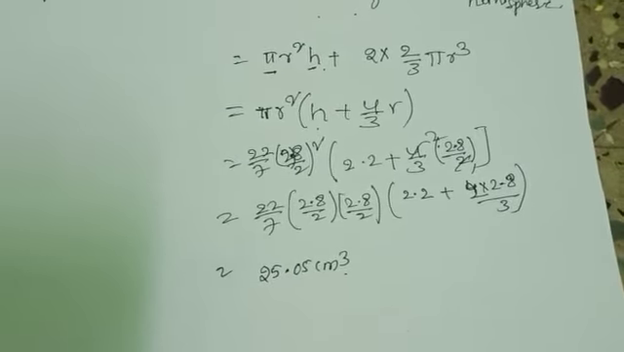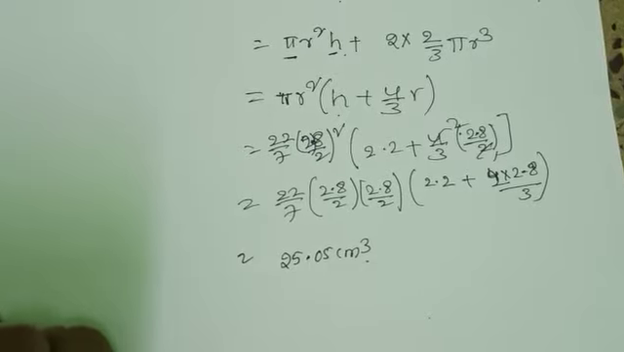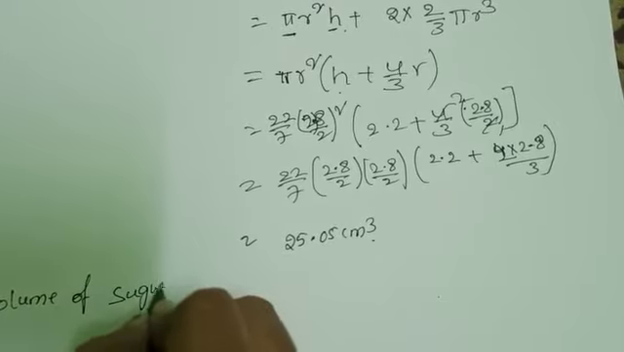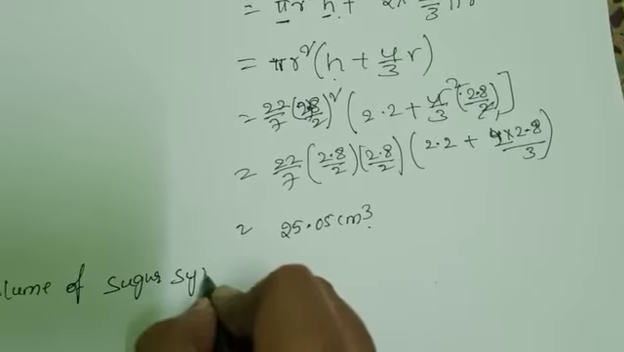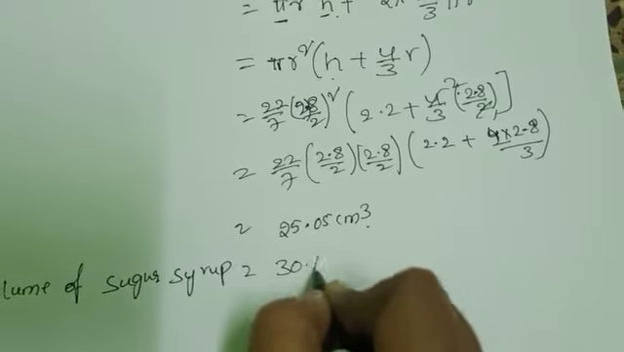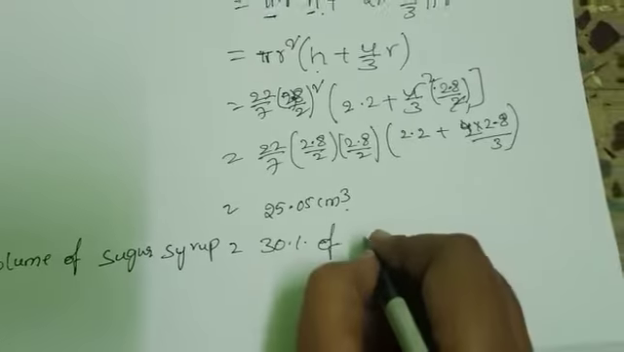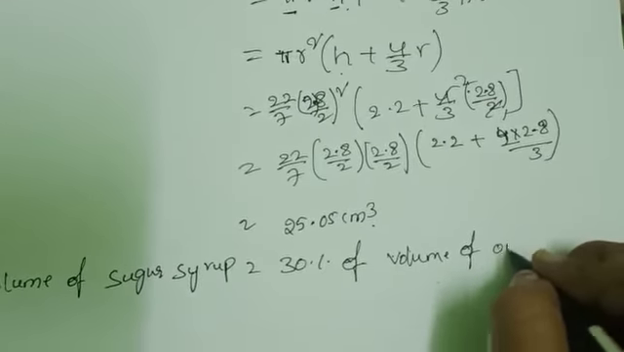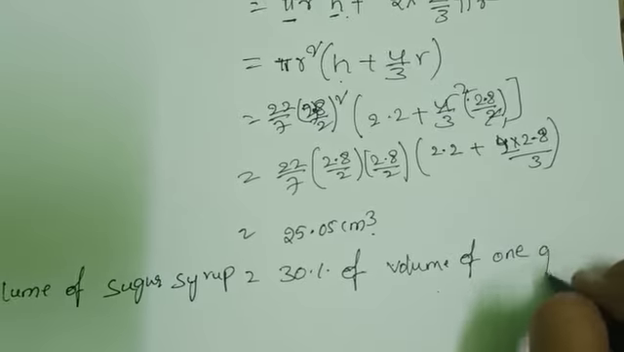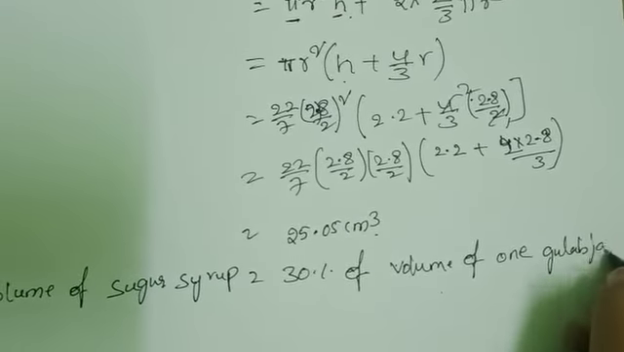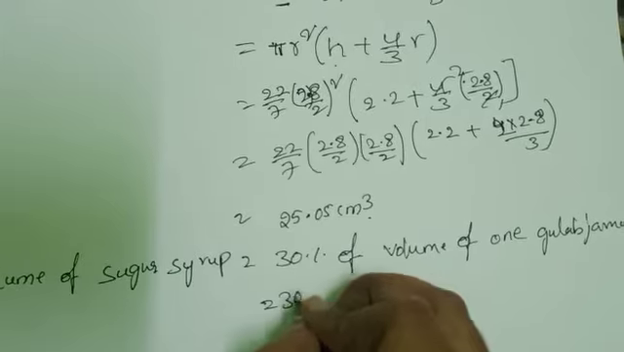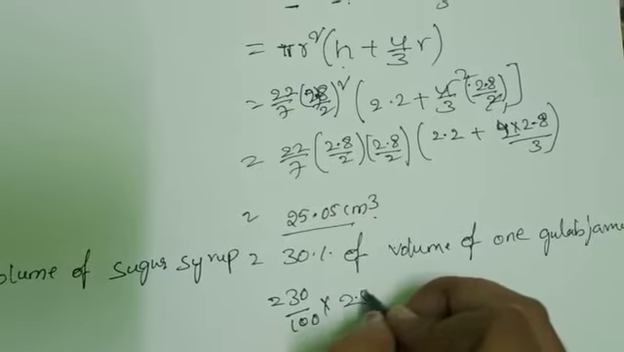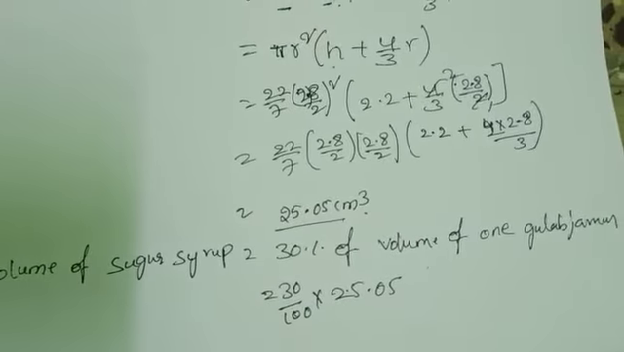Okay. We know the volume of sugar syrup equals 30% of the volume of one gulab jamun. 30% means 30 by 100 into the volume of one gulab jamun, which is 25.05 centimeter cube.